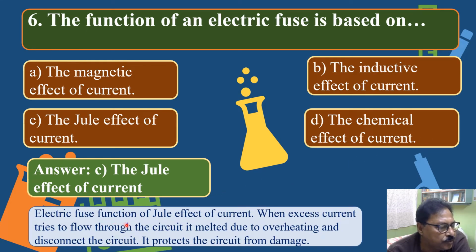The electric fuse functions on the Joule effect of current. When excess current tries to flow through the circuit, it melts due to overheating and disconnects the circuit. It protects the circuit from further damage.